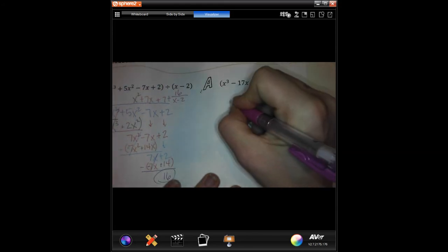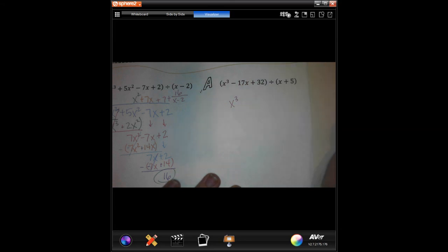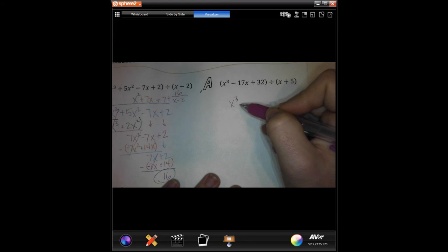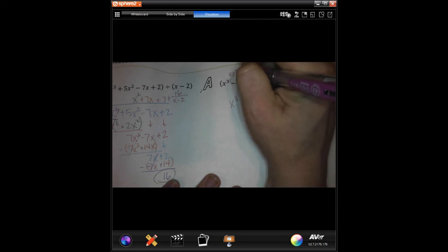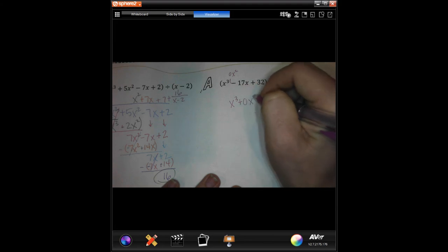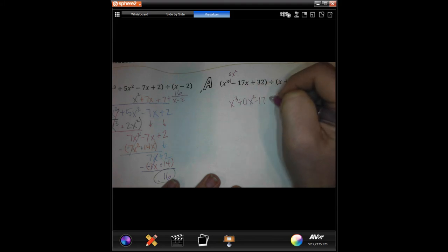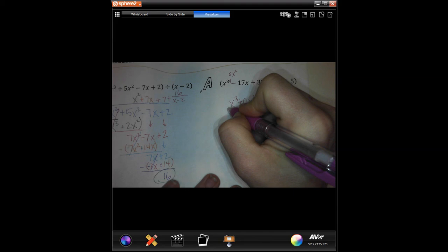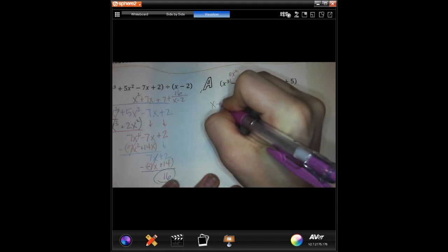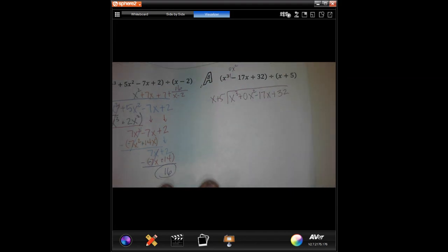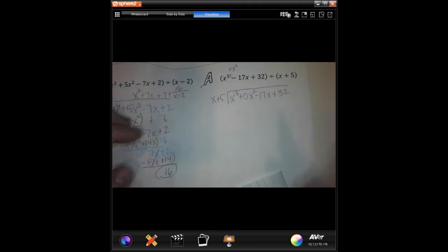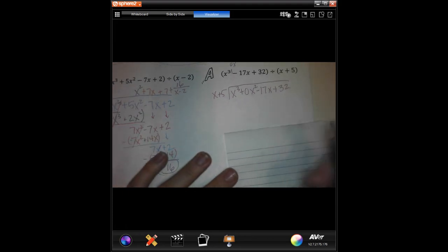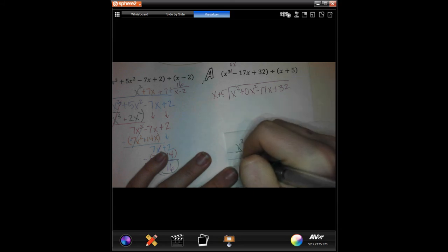We've got x to the third. Remember, we have to have all of our values, so this one's missing an x squared. So we're going to have to put in plus 0x squared minus 17x plus 32 divided by x plus 5. I'm going to take this first term, divide it by this first term. X to the third divided by x.